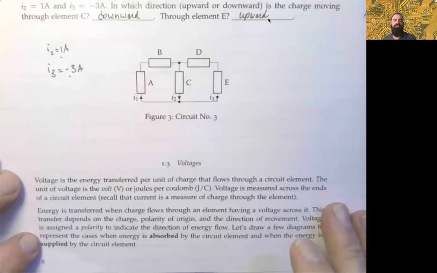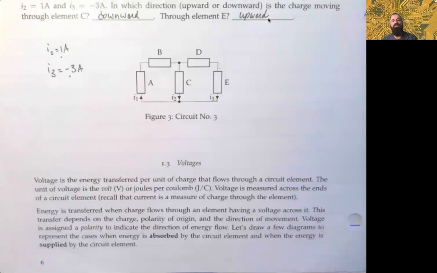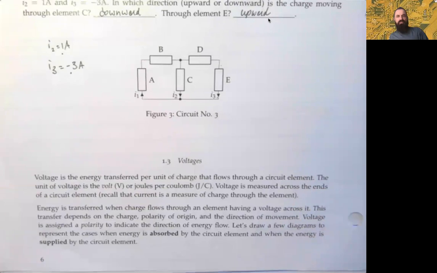Section 1.3 is on voltages. Voltage is the energy transferred per unit charge flowing through a circuit element. So the standard unit of voltage is the volt, usually capital V, but because this again is another rate similar to current, it is joules per coulomb, or J/C.